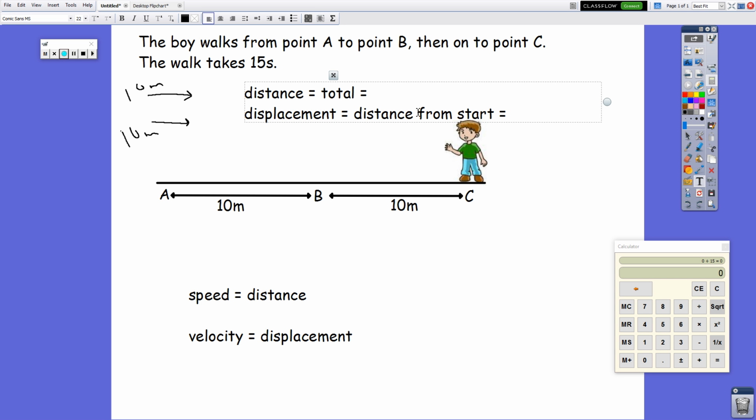Again, the distance is the total, so I'm just going to do 10 plus 10. We've gone 20 meters. Now let's do our displacement math. If the vectors are in the same direction, to the right, we're going to add them together. So it's 10 plus 10. Our displacement is 20 meters. Whoa, how do we get the same number?